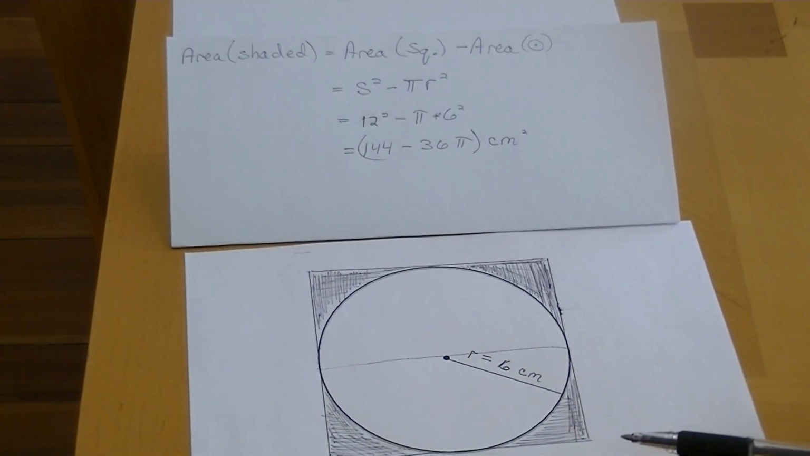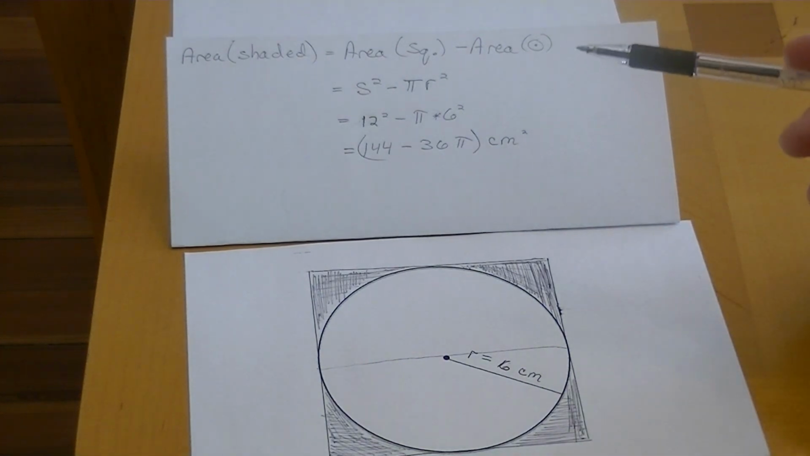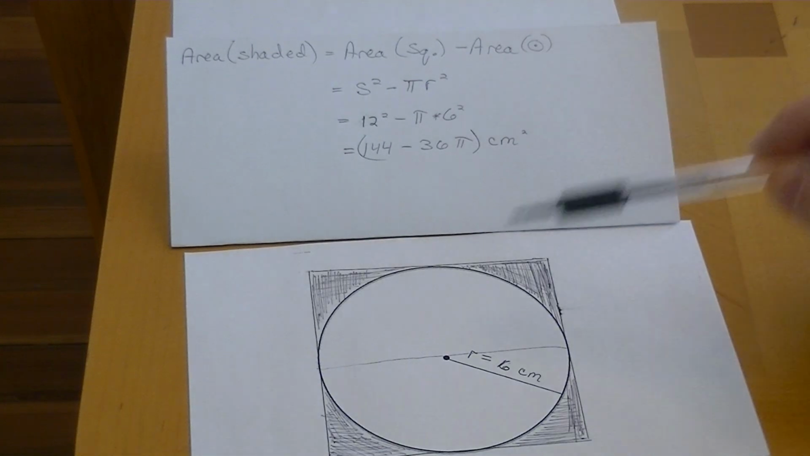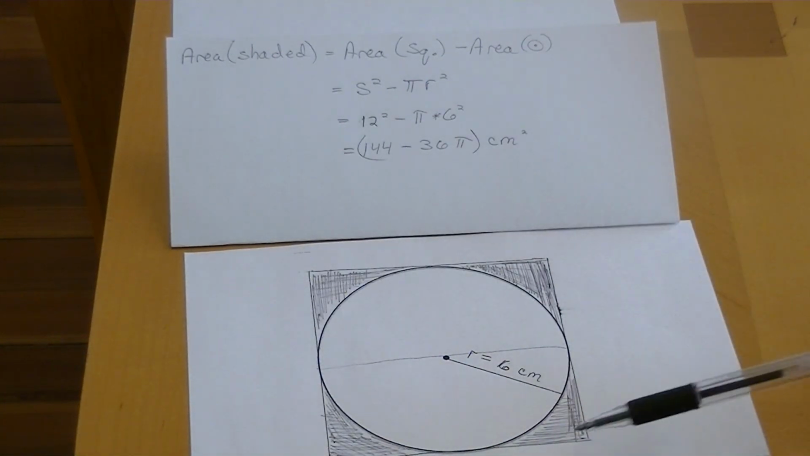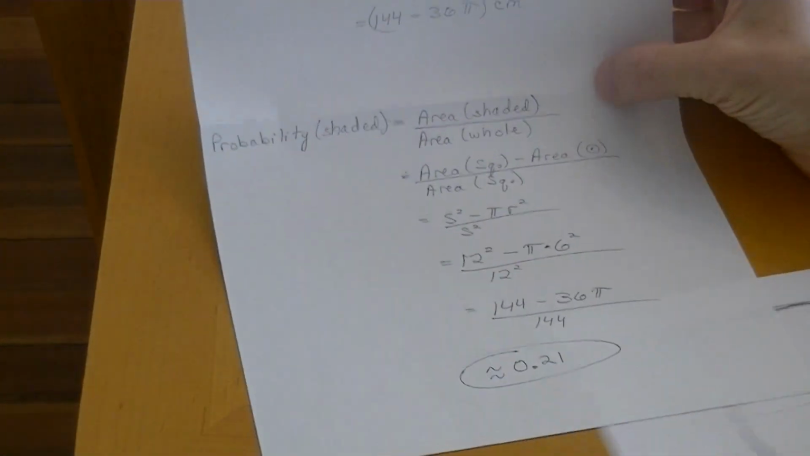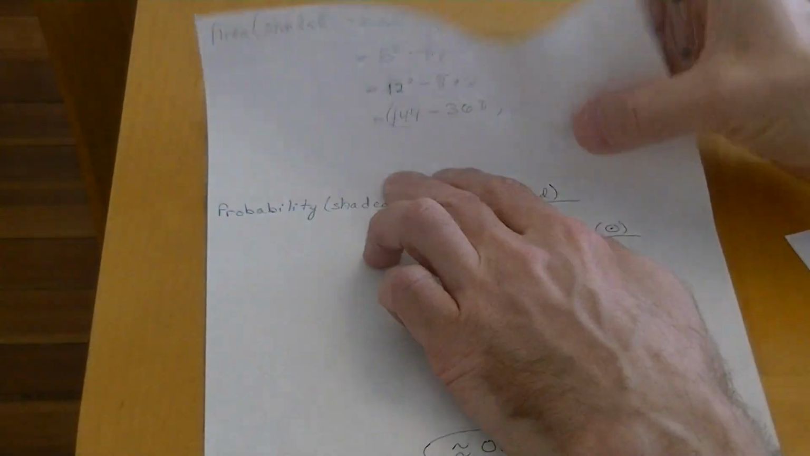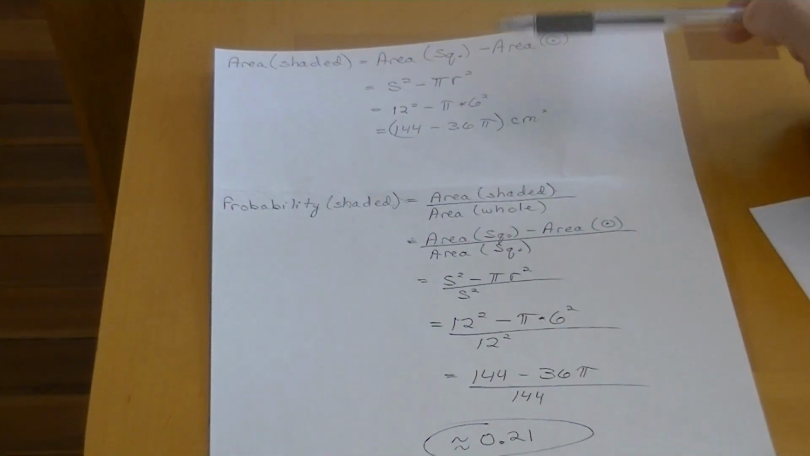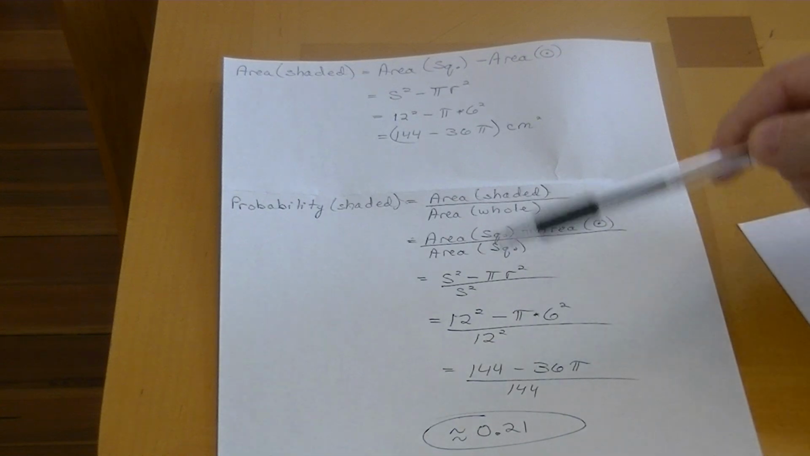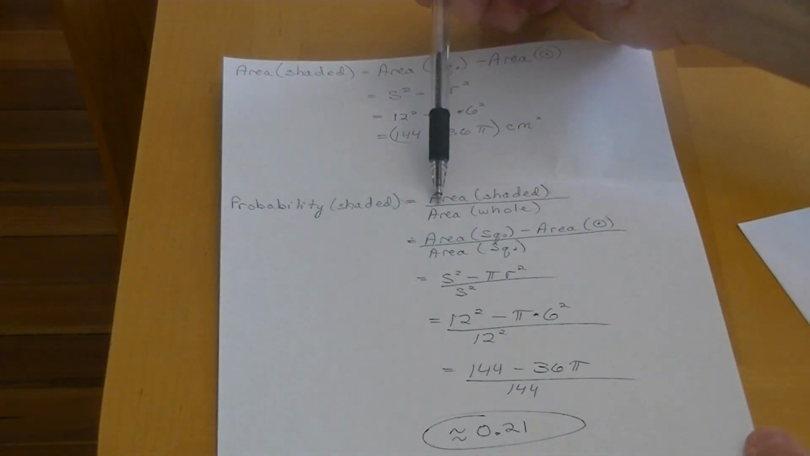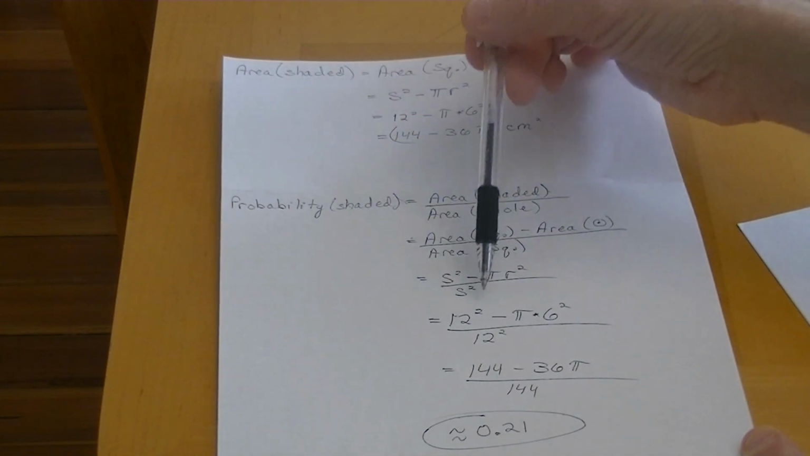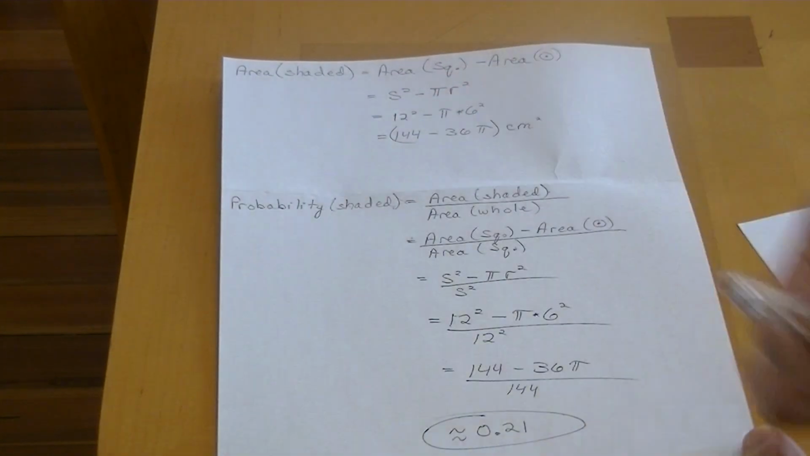But if we want the probability, then on each of these lines, we have to divide by the area of the whole figure, in this case, the square. So here's what the work looks like. And again, you'll notice that the work I did above is the numerator on each line. The only different thing I'm doing now is I'm saying that I'm going to divide that area by the whole figure, which is a square. So my answer gets divided by 144.